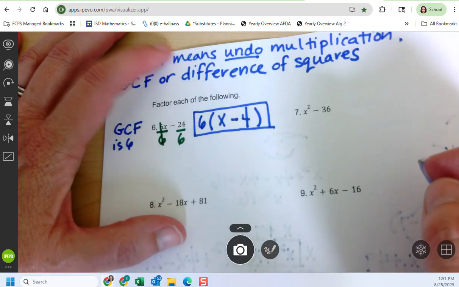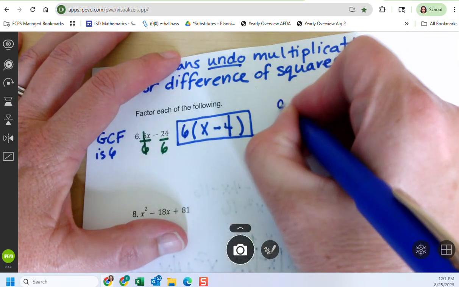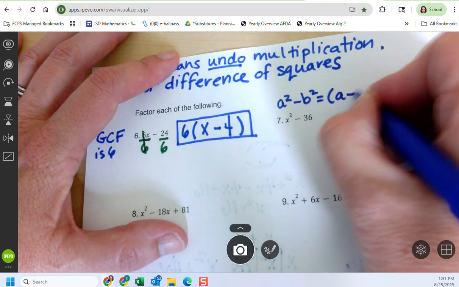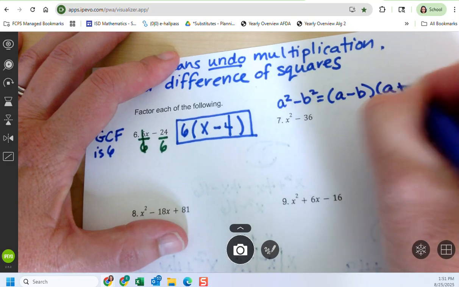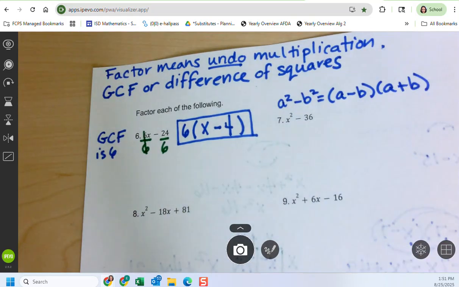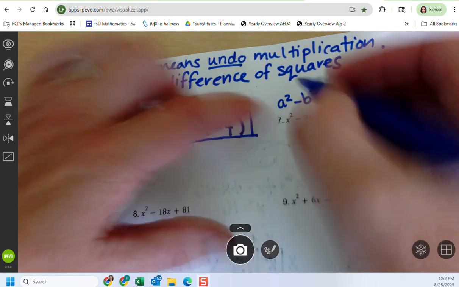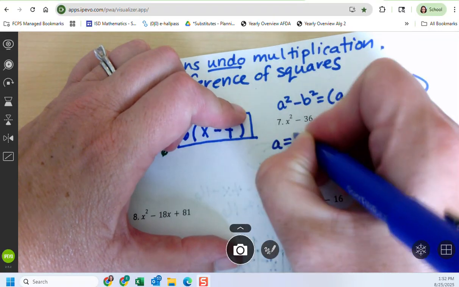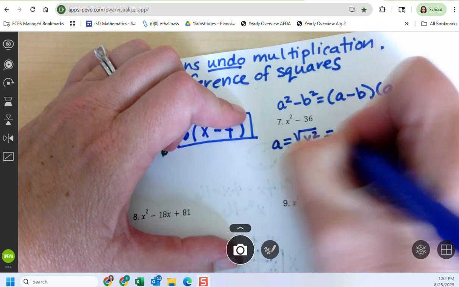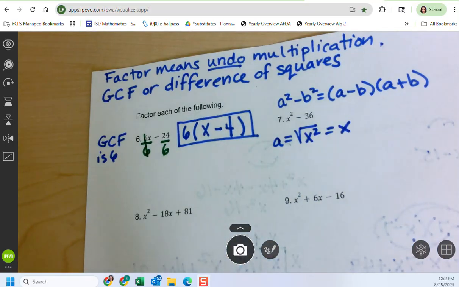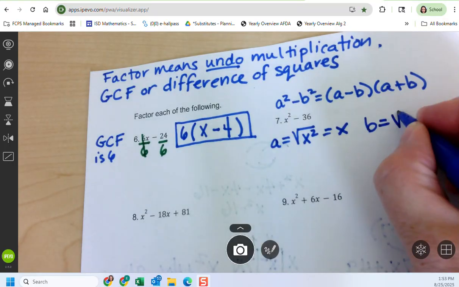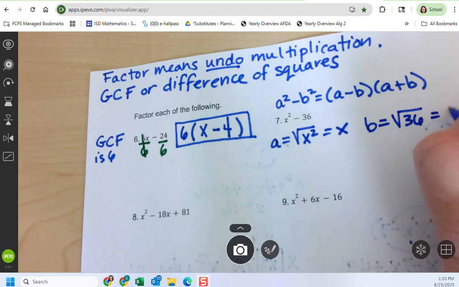The pattern for perfect squares is a squared minus b squared equals a minus b times a plus b. Take a moment to write down that pattern. So a squared is this x squared. So if I want to know what a is, I do the square root. So a is the square root of x squared, which is x. B is the square root of 36, which is 6.